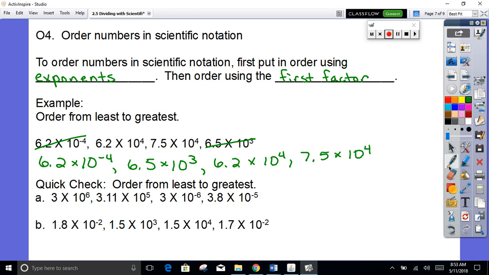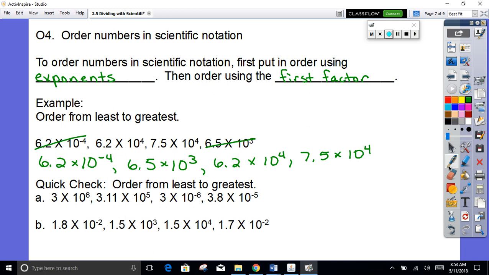Okay, so that was kind of quick. Is everyone clear on what I did? Let's recap. First, you look at the exponents. You put them in order by exponents. If any have the same exponent, then you have to look at the actual first factor. Let's just do these together, I think.